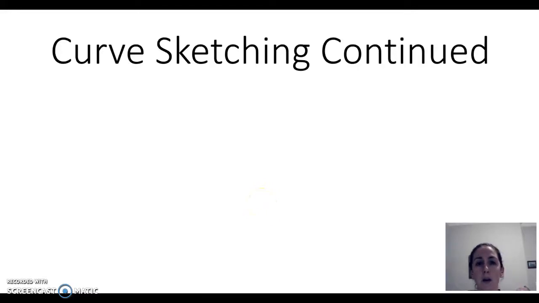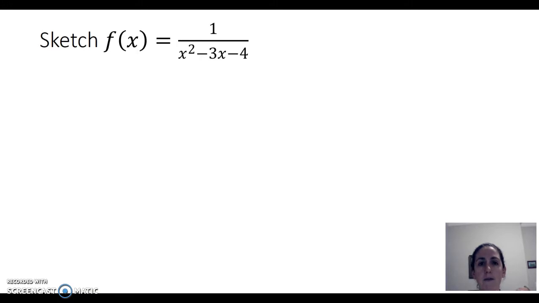Let's continue talking about curve sketching with another example. Let's see what the sketch of f of x equals 1 over x squared minus 3x minus 4 looks like. Now, we'll start by talking about our intercepts.